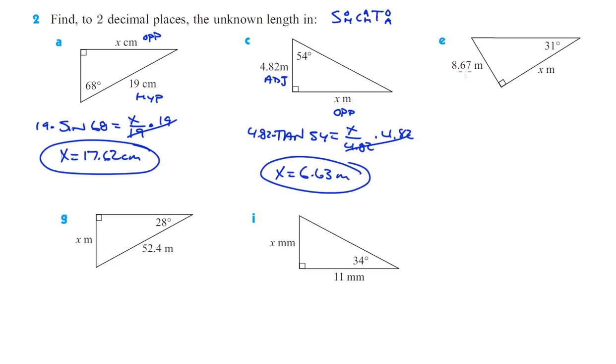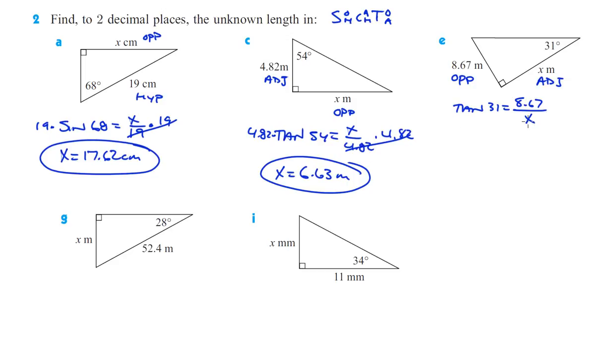Okay. E, here's our angle. This is across from the angle, so that's the opposite. This is right next to it, so that has to be the adjacent, because this here is the hypotenuse. So the one with opposite and adjacent is, again, tangent. So we'll do tangent of 31 equals opposite, which is 8.67, over adjacent, which is x. Now, this is a little different from these because here we just multiplied by the number on the bottom, but in this case it's the x.